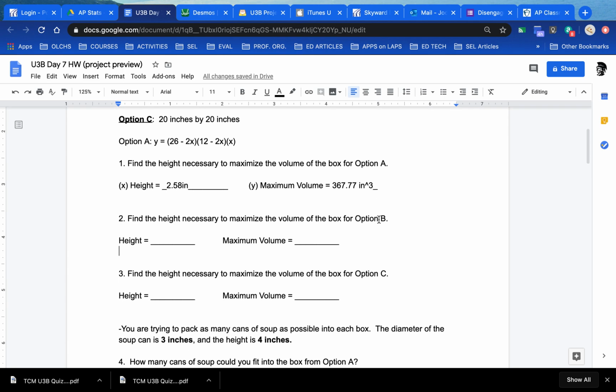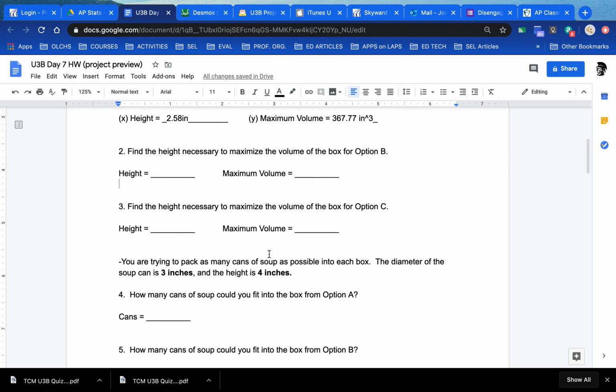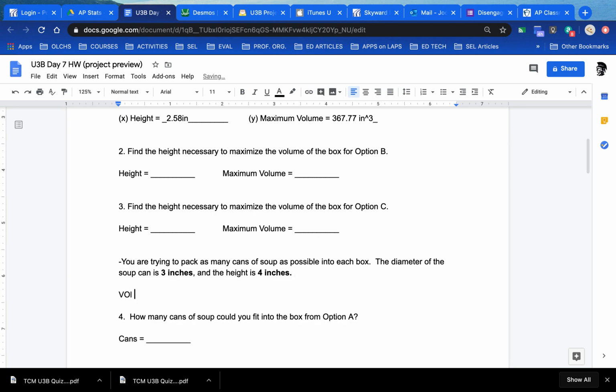So using option A, it says you are trying to pack cans of soup. So you're basically going to be putting cans, which have a smaller volume, into a box with this larger volume. Now it says right here, how many cans of soup could you fit into the box from option A? Well, first of all, we have to talk about finding the volume of a single can. And the volume of a can, which is going to be a cylinder, is the formula pi times r squared times the height, or h.